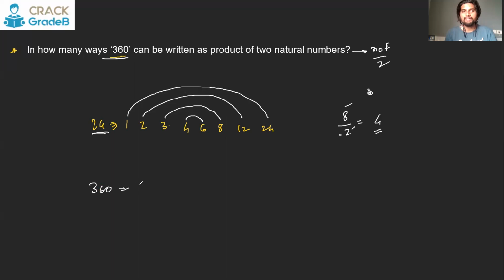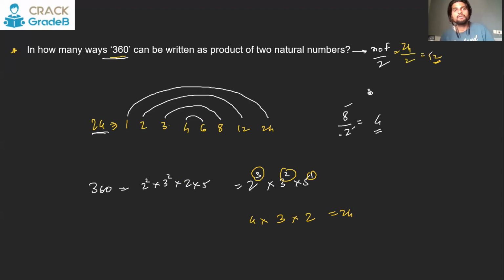So 360's prime factorized form is 2 raised to the power 2 into 3 raised to the power 2 into 2 into 5. That means 2 raised to the power 3 into 3 raised to the power 2 into 5 raised to the power 1. This is the prime factorized form of 360. So the number of factors will be 3 plus 1, 4, 2 plus 1, 3, 1 plus 1, 2, so 4 into 3 into 2, 24 total factors. So 24 divided by 2 is 12. So there will be 12 ways in which you can write 360 as a product of two numbers. Easy?